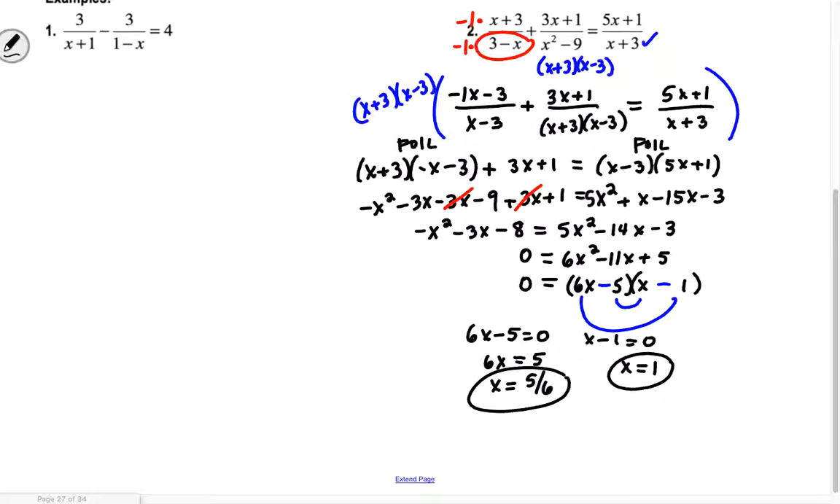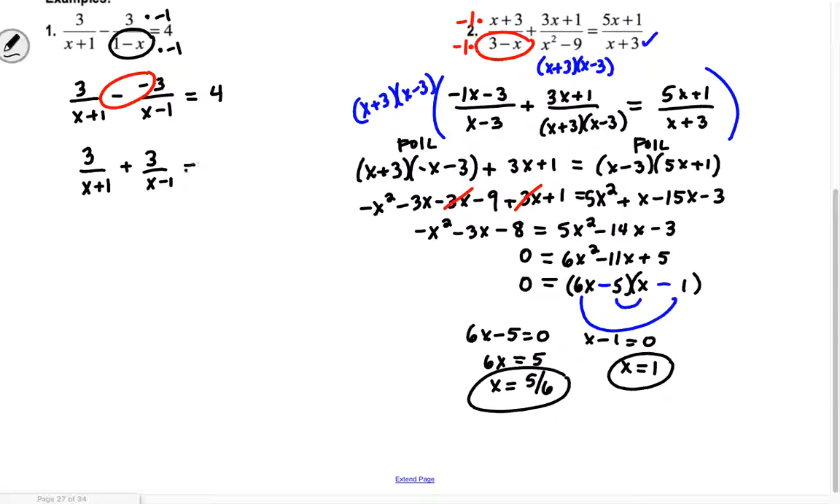So really quickly, if it bothered you that you had a 1 minus x on that first example, then go ahead and multiply by negative 1 over negative 1. Negative 1 over negative 1. Then you'd have 3 over x plus 1 minus a negative 3 over x minus 1 equals 4. And then you can even put this negative and negative and make that a plus, right? So you could rewrite that equation as 3 over x plus 1 plus 3 over x minus 1 equals 4. And then you can clear your denominators. So you can go from there. Does this make sense?